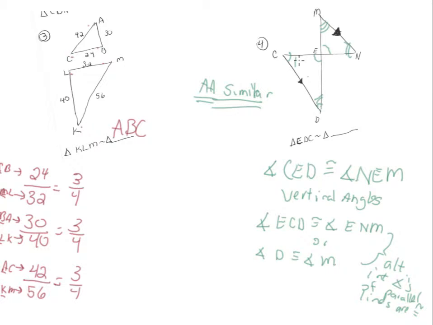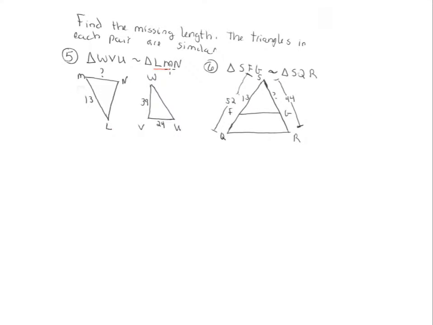Therefore, triangle EDC is congruent to triangle EMN. I mean, similar, not congruent. Okay, we're going to find the length of the missing side. And we were told these are already similar, so we don't have to check the ratios.